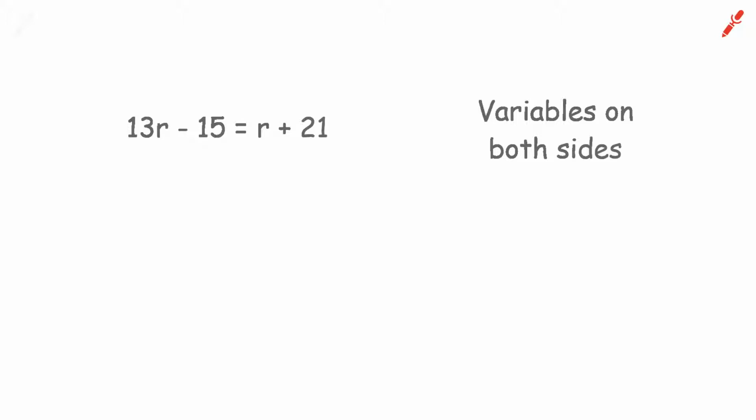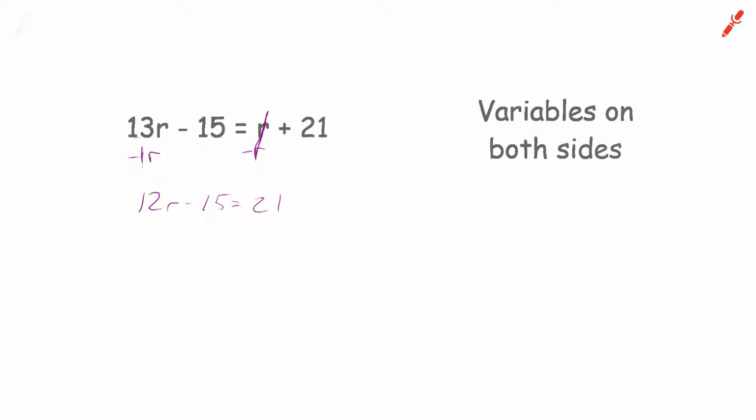And remember, all I'm going to do is pick left or right. Doesn't matter which one. In this case, I'm going to pick right. All right? And all I'm going to do is subtract my variable from both sides. So those r's cancel out. 13 minus the number in front of a variable that has no coefficient, which is always 1. 13r minus 1r, 13 minus 1 is 12r minus 15 equals 21.